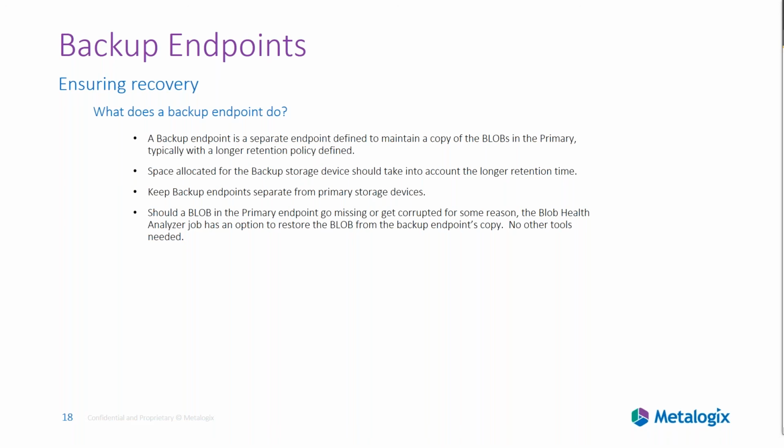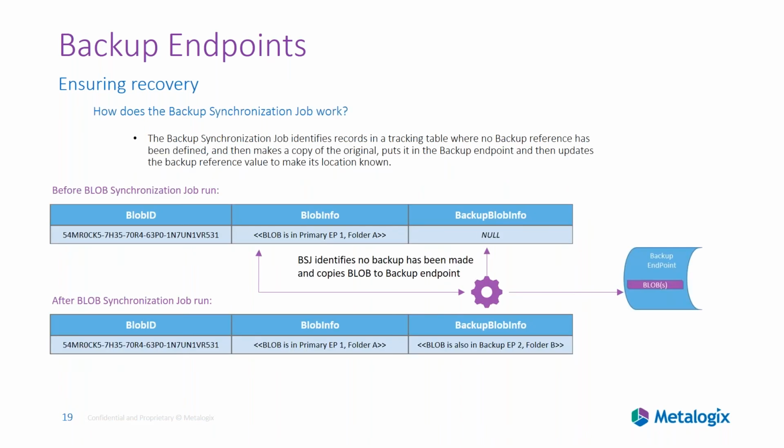These backup endpoints are populated via the backup synchronization job, or BSJ for short. The database and location of the primary blob and its backup are maintained in the same database record, right? So basically, for a profile with a backup endpoint defined, when the BSJ loops through the profile and identifies where no backup reference already exists, after doing so, it makes a copy of the blob and writes the backup blob's location to the record for future reference if necessary.